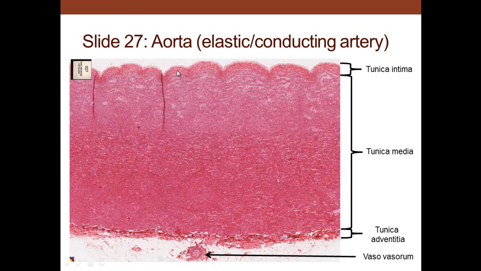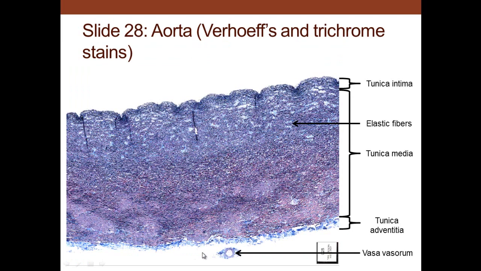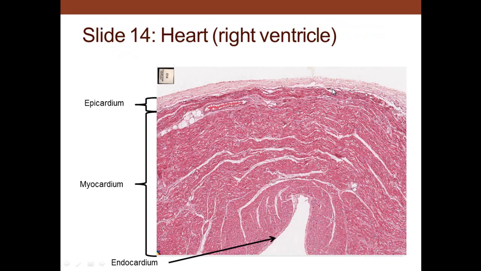Here we see the aorta, the intima, media with elastic tissue, and then the adventitia and the vasa vasorum. We can see it again. We can see the elastic fibers in through there with the stain, adventitia, media, and the intima.